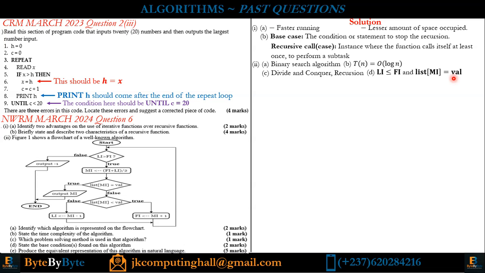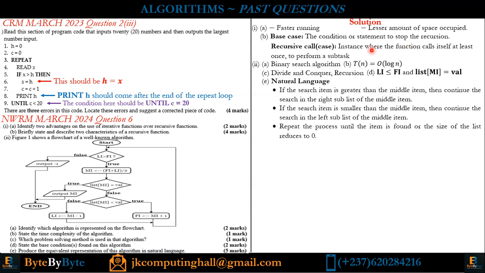The E part says produce the equivalent representation of this algorithm in natural language. So that indirectly asks you to describe how a binary search works. And how does it work in natural language? If the search item is greater than the middle item, then continue the search in the right sublist of the middle item. If the search item is smaller than the middle item, then continue the search in the left sublist of the middle item, as you can see here.